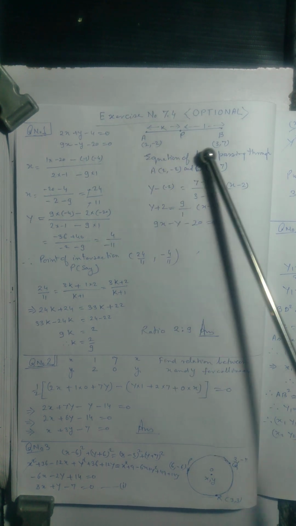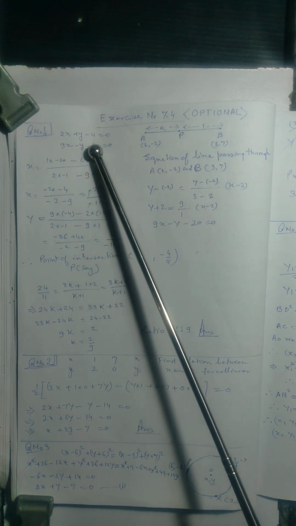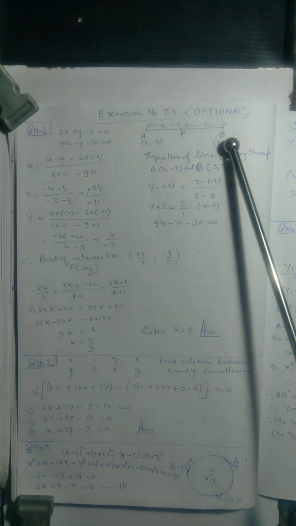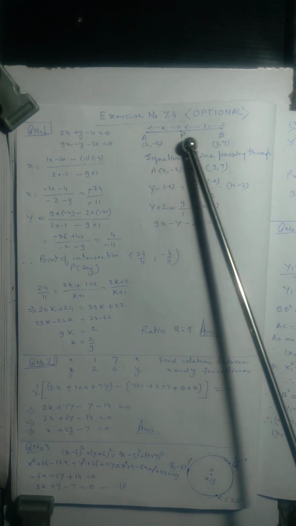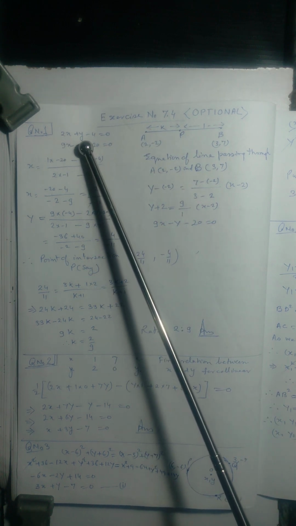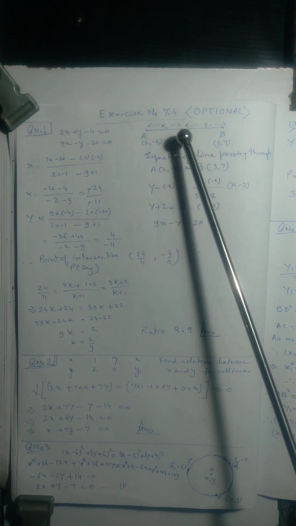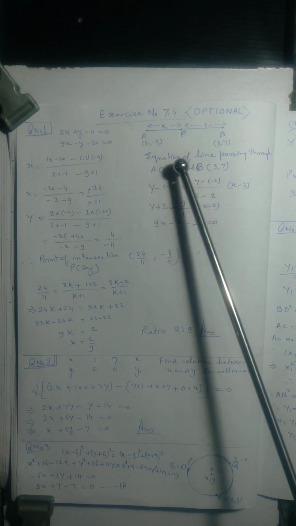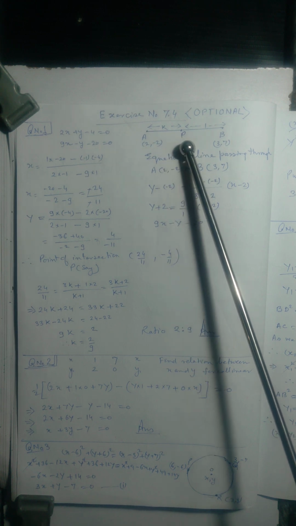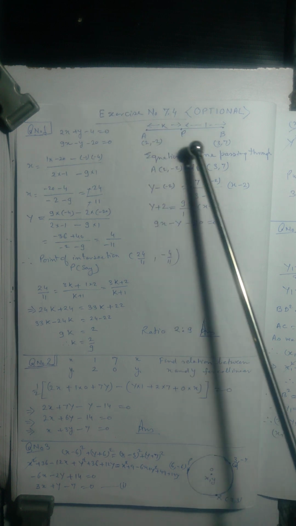You see, two points A and B are given, and one line, that is 2x plus y minus 4 equal to 0. This line divides or intersects the line segment joining AB. So let P be the intersecting point. We have to determine the ratio in which the point P, or the point of intersection, will divide the segment AB.